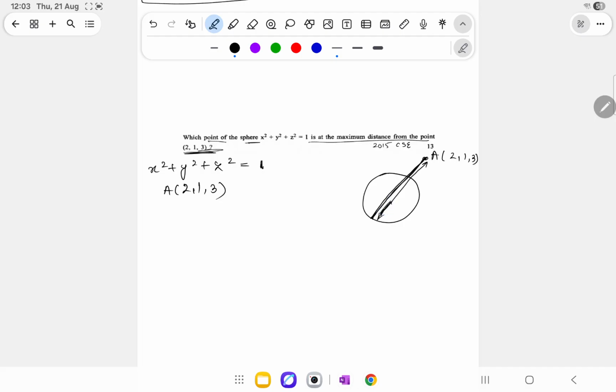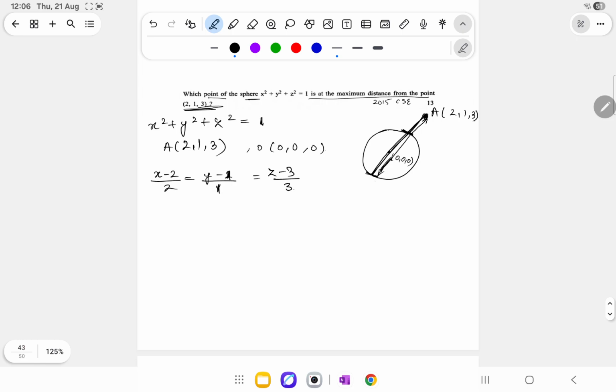So what we can do is, we know the point A and we can find the equation of a straight line passing via A and the center 0 comma 0 comma 0. It will cut the sphere at 2 points, one at minimum distance and the other at maximum distance. So the equation of the line passing via A and the origin will be x minus 2 upon 2 equals y minus 1 upon 1 equals z minus 3 upon 3.